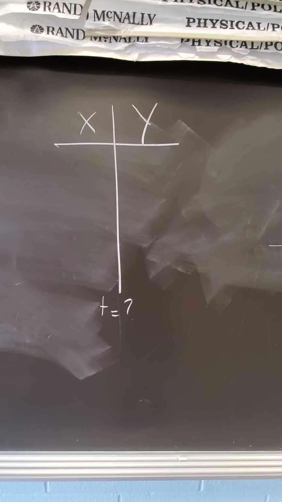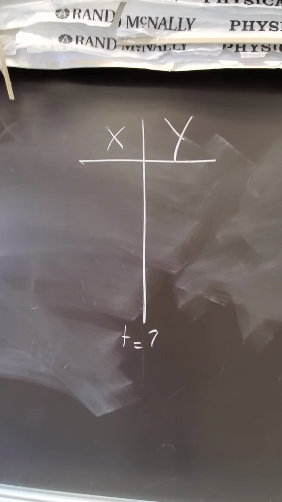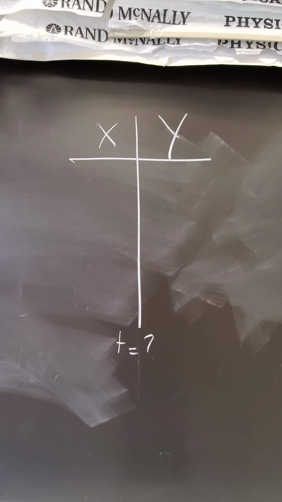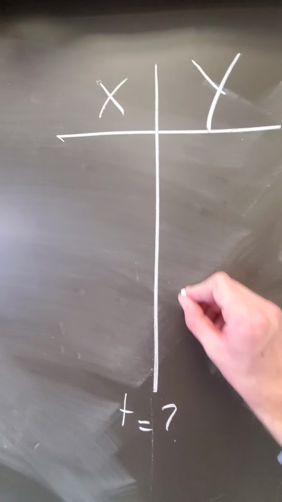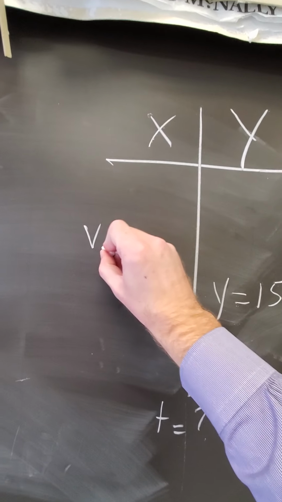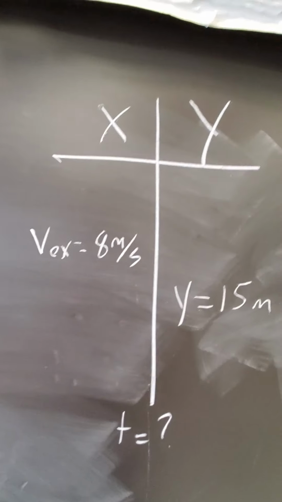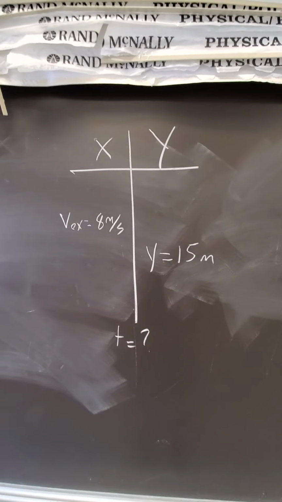So typically the format of these problems involves using one side to solve for time and then using time on the other side. So if we were to take the two givens that we know from this, we know that our y, our vertical distance, is 15 meters, and we know that our v naught x is equal to 8 meters per second.